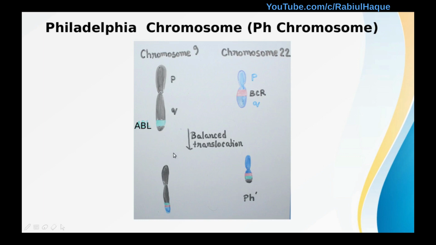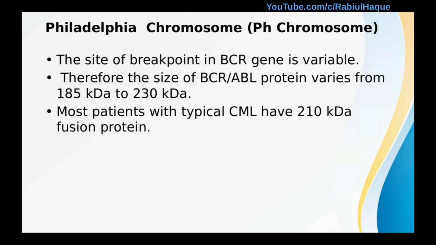chromosome. Similarly, we can also see that part of chromosome 22 was also translocated to chromosome 9. So no genetic material is lost during this type of translocation, and that's why this is called balanced translocation. Now the site of breakpoint in BCR gene is variable. Therefore, the size of BCR-ABL protein varies from 185 kilodalton to 230 kilodalton. Most patients with typical chronic myeloid leukemia have 210 kilodalton fusion protein.